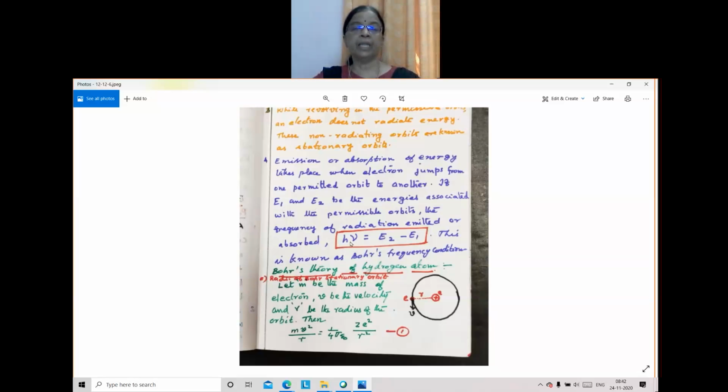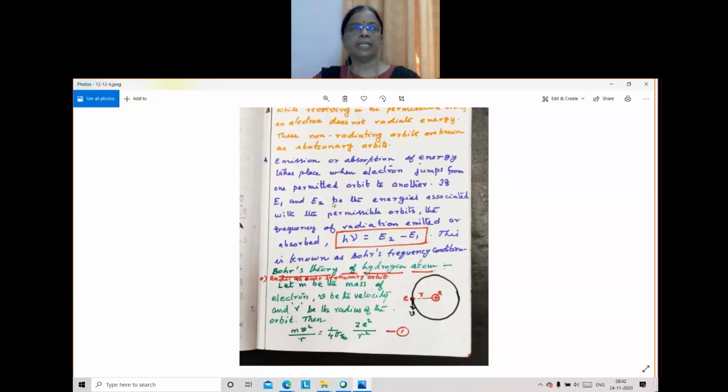What is h nu? h is Planck's constant. What is nu? Nu is the frequency of radiation emitted or absorbed. Energy absorbed or emitted is h nu. So, four postulates are there.